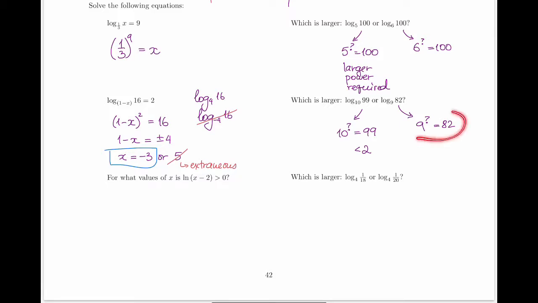On the other hand, here, I know that 9 squared is 81, which means that to get to 82, I had to have a power that is bigger than 1. So here, I have something bigger than 1. Which one is larger? Well, this number is surely less than 1, and this number is surely bigger than 1, so of course this one will win.